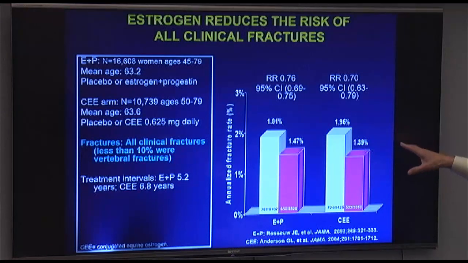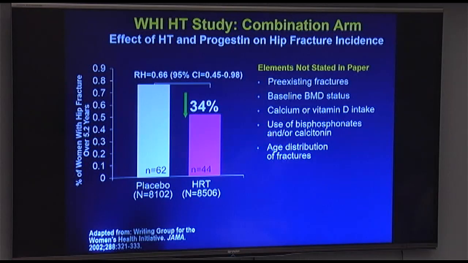And so the data are pretty good in this study showing reduction in clinical fractures. And if you look specifically at the hip fracture incidence, there was a 34% reduction in hip fracture. Now, this is the basis for why we say estrogen, one of the reasons why estrogen is effective to reduce vertebral, non-vertebral, and hip fractures.